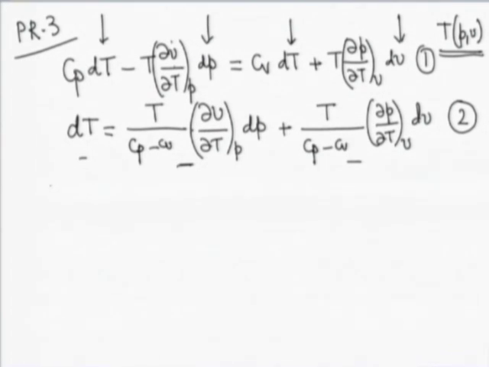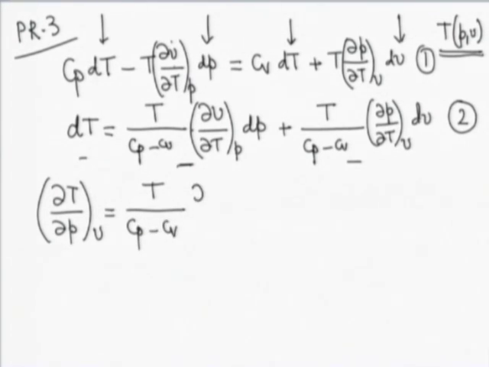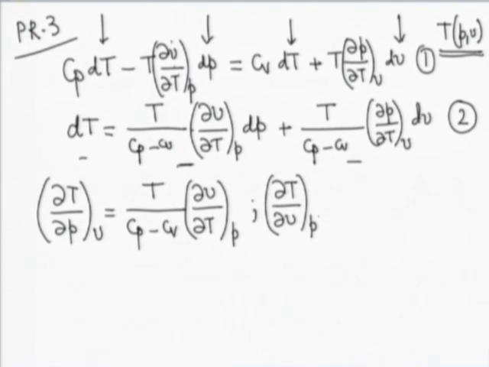So I get partial of T with respect to P at constant V equals T into Cp minus Cv partial of V with respect to T at constant V. And from the second part, partial of T with respect to V at constant P must equal T divided by Cp minus Cv into partial of P with respect to T at constant V. Let us say these are equations 3 and 4.